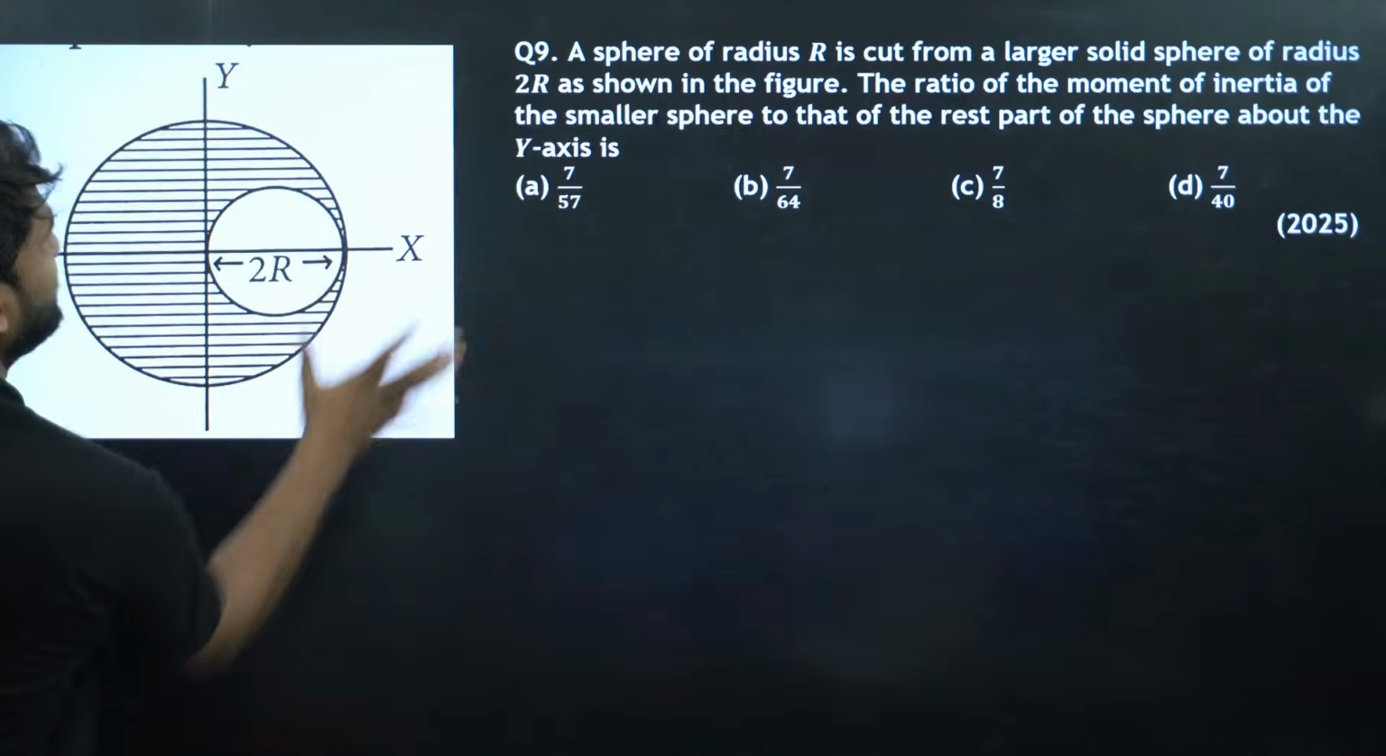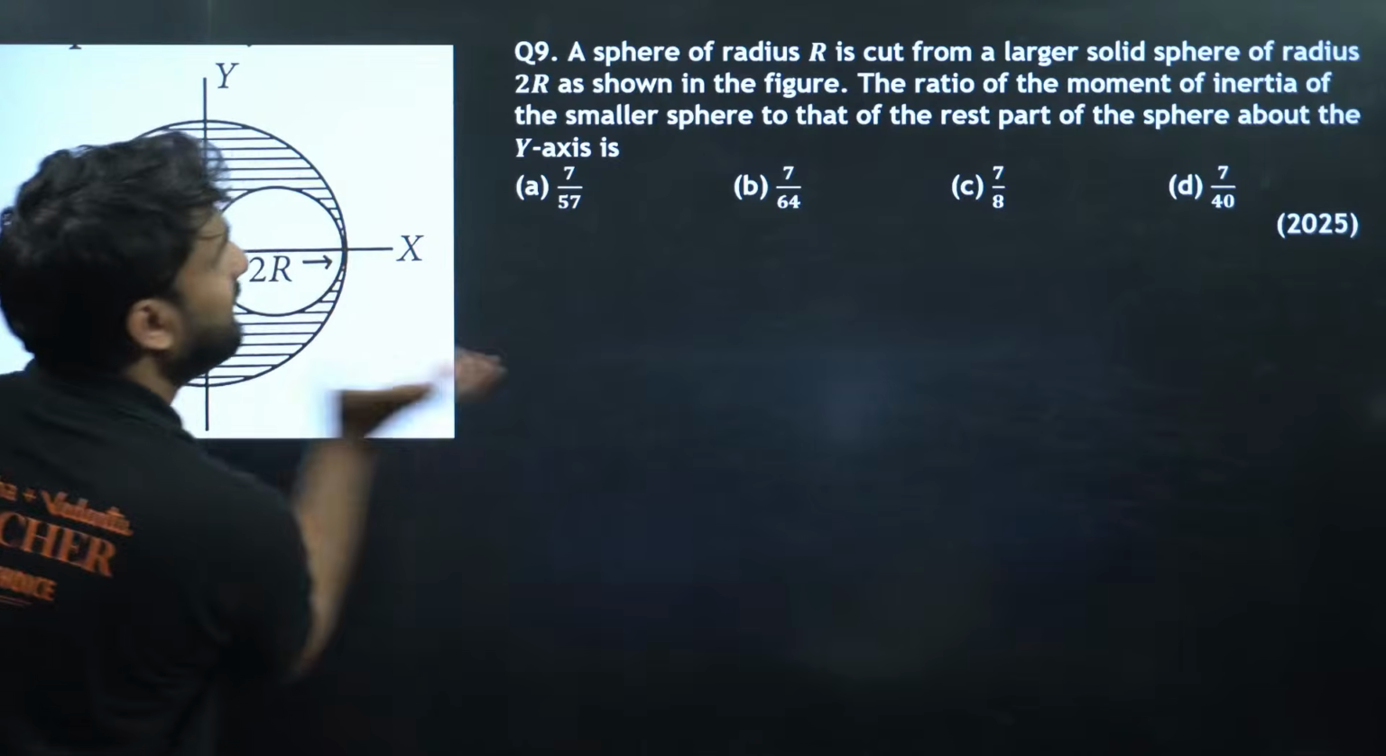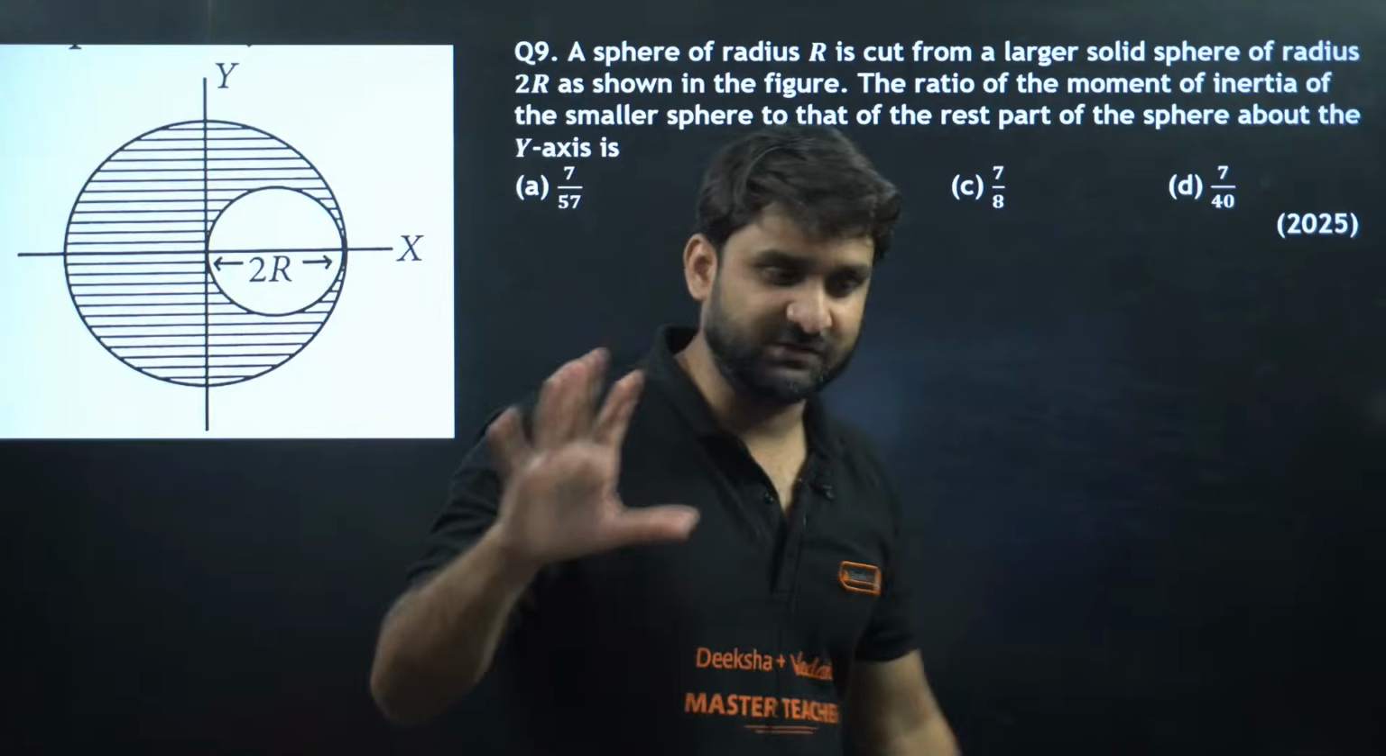When from a solid structure some part is removed, what will be the moment of inertia of the remaining part? This is very important.